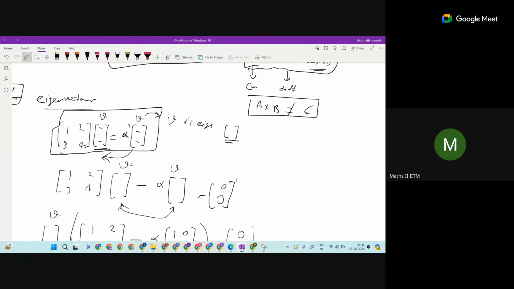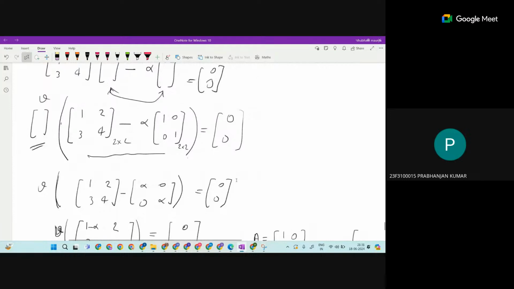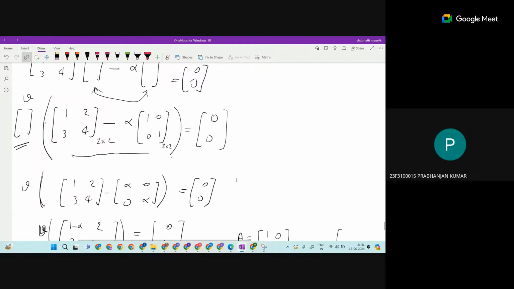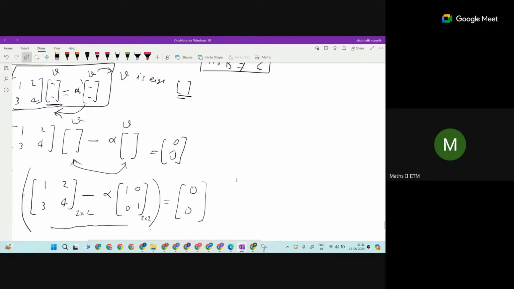Is this clear? Yes, yeah, sir. But can you tell us more about this eigenvalue and eigenvector? How do they become important further in advanced courses? In the advanced courses, why are eigenvalues and eigenvectors important when you do matrix multiplication?